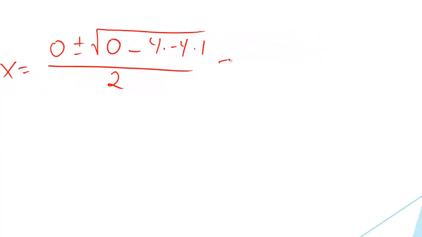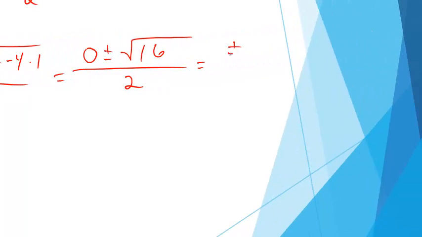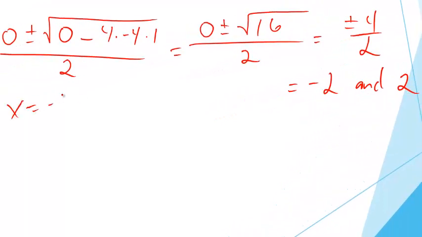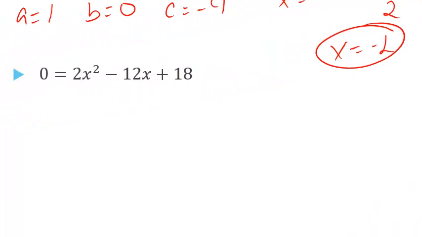Okay, so now that's going to give us 0 plus or minus the square root of negative 4 times negative 4, which is positive 16, all over 2. Then that's going to give us, the square root of 16 is 4, so we're going to have plus or minus 4 over 2. So then our solution is going to be negative 2 and positive 2. Because 4 divided by 2 is 2, negative 4 divided by 2 is negative 2. Okay, so x equals negative 2, x equals 2 as our solution. Fun stuff, right? Easy.